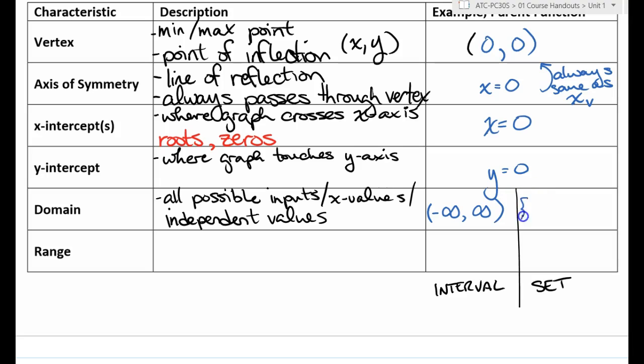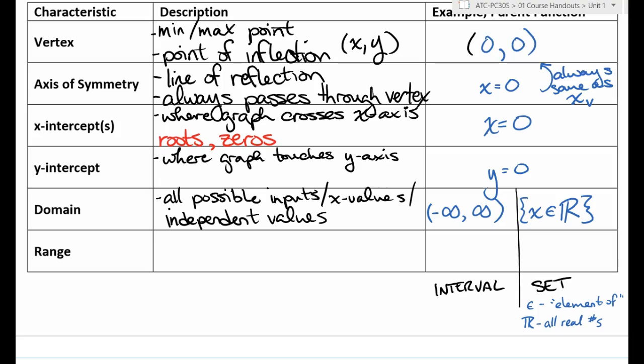Set notation, we use curly brackets, and we say, well, x can be any real number. So this little e is an element, it's part of. Element of is how we read it. And this R means all real numbers. So that includes non-repeating decimals, repeating decimals, fractions, whole numbers, negative numbers. Anything goes, as long as it's not a negative under a radical.